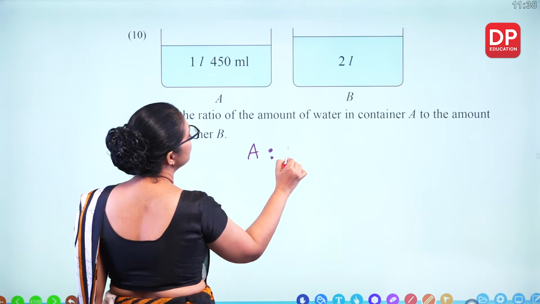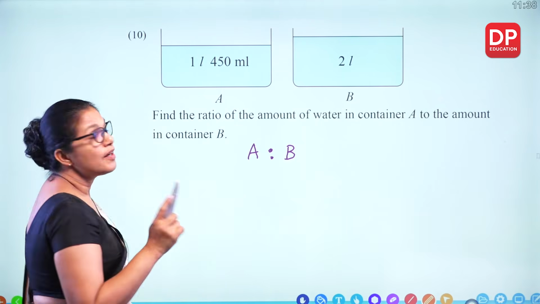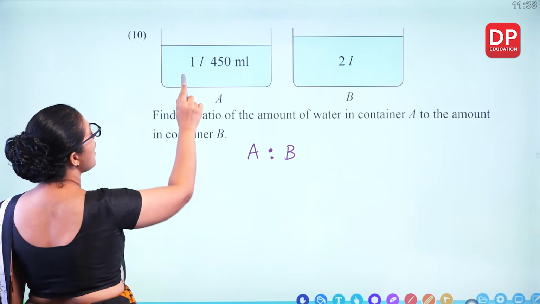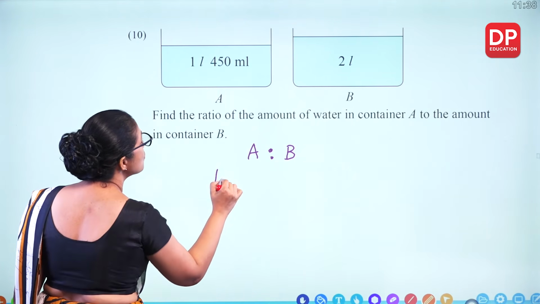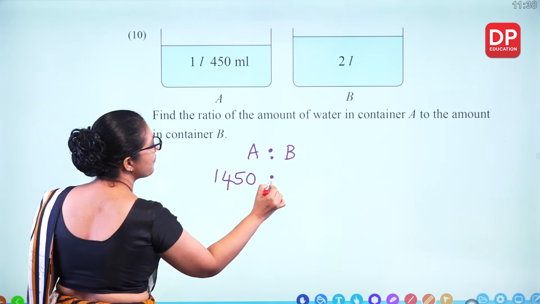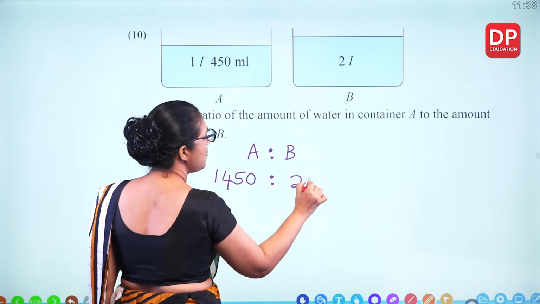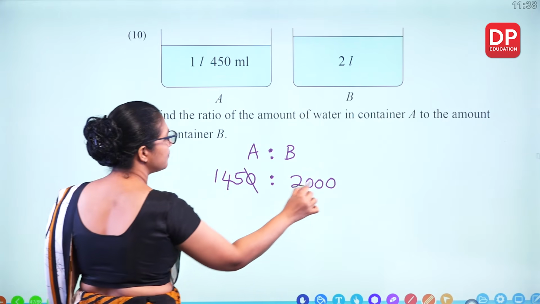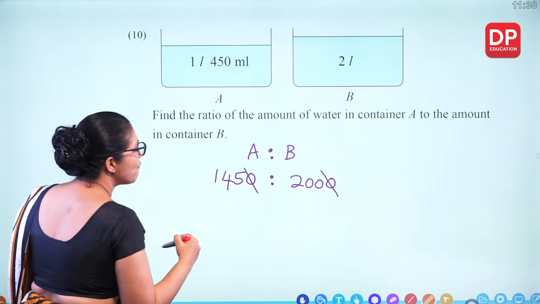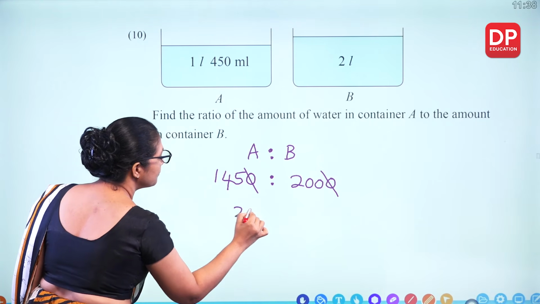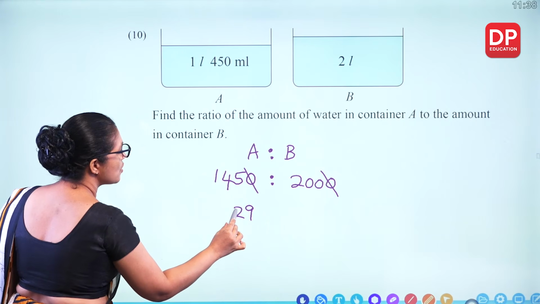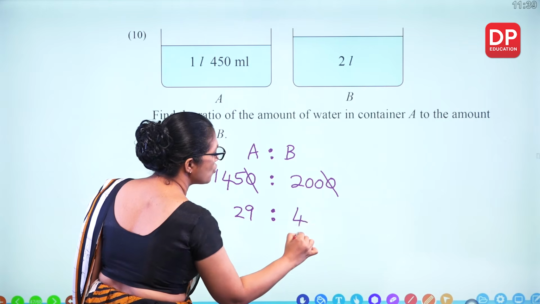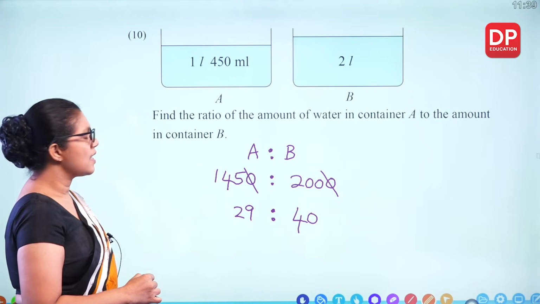Find the ratio of the amount of water in container A to container B. A to B. So we'll convert to milliliters. 1000 milliliters is 1 liter. So 1000 plus 450, 1450 milliliters. This one, 2000 milliliters. Now divide by 10. Divide by 5. So 29 to 40.